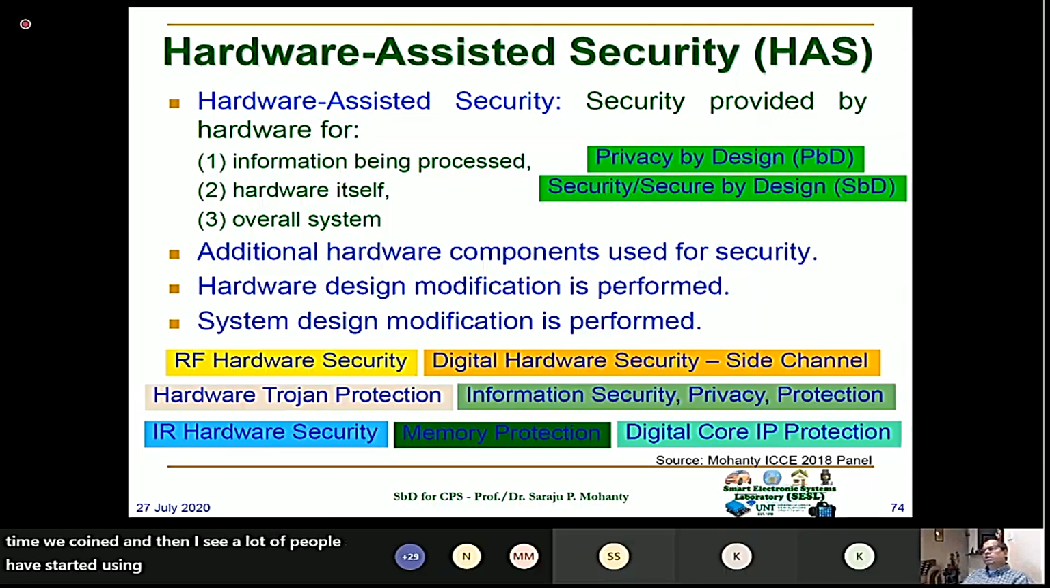I consider this a subset of security by design. The thought process here is the design process: during the design process, we worry about the security. That's why I define it like this: security provided by hardware, for the system, for the information, is hardware assisted security, and I consider this a subset of security by design.